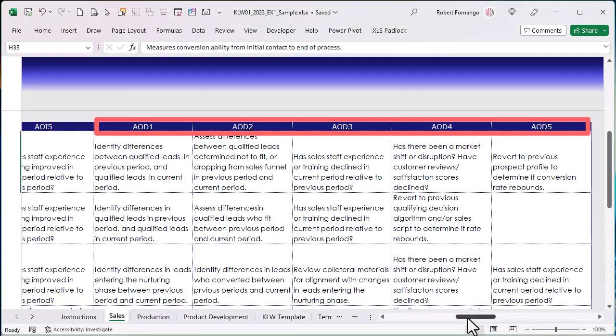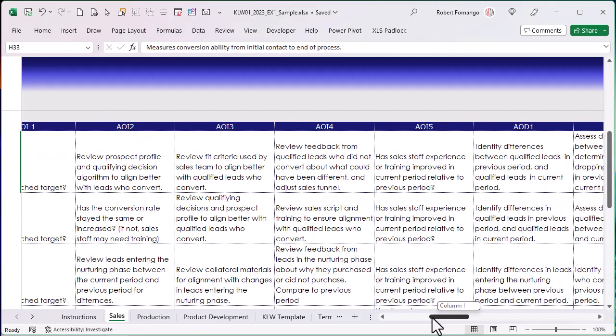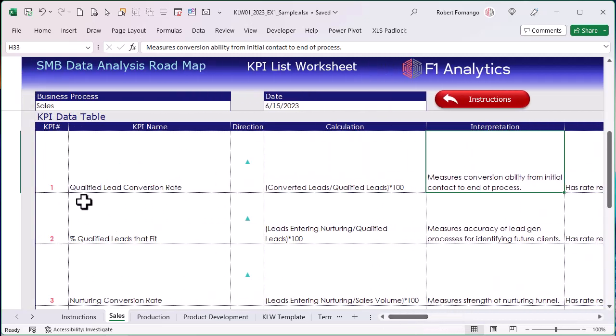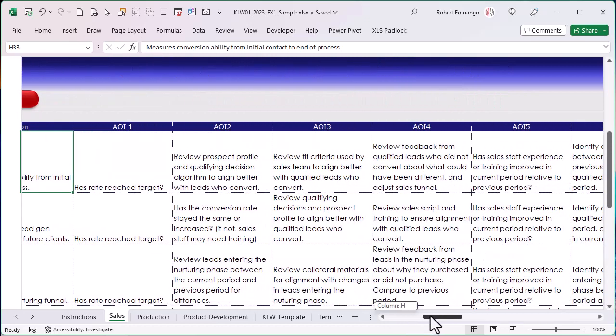Now, in this sample, I have filled out the AOI fields, or Action on Increase fields, for the KPIs that we want to see increase. Recall, if we're looking here at our qualified lead conversion rate, we want to see it increase. So if it increases, I've included actions on increase. You don't really need to do this all the time. If we want the KPI to increase, and it does, we tend to assume that our process improvements have worked.